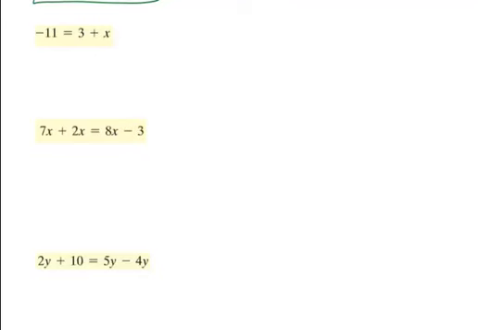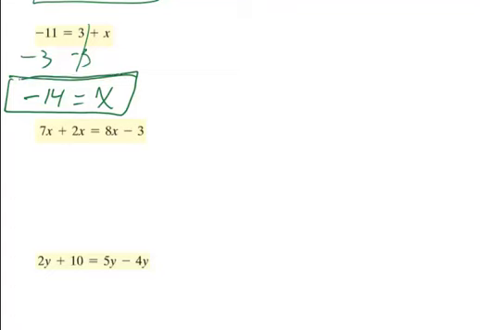The next one I have is negative 11 equals 3 plus x. Remember, I'm trying to get the x by itself. Since my 3 is positive, I'm going to undo that by putting a minus 3 on both sides. These minus 3s will cancel. Negative 11 minus 3: if I owe $11 and I borrow 3 more, I would now owe 14. Great.